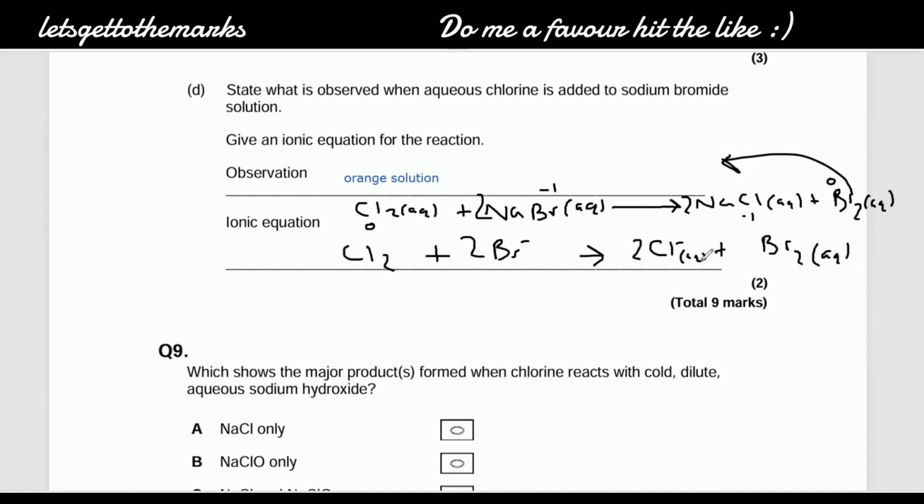And the sodium is a spectator ion. It hasn't changed its oxidation state, +1 on both sides, or its physical state. It's aqueous in both. So there we go, that's going to get you the marks.